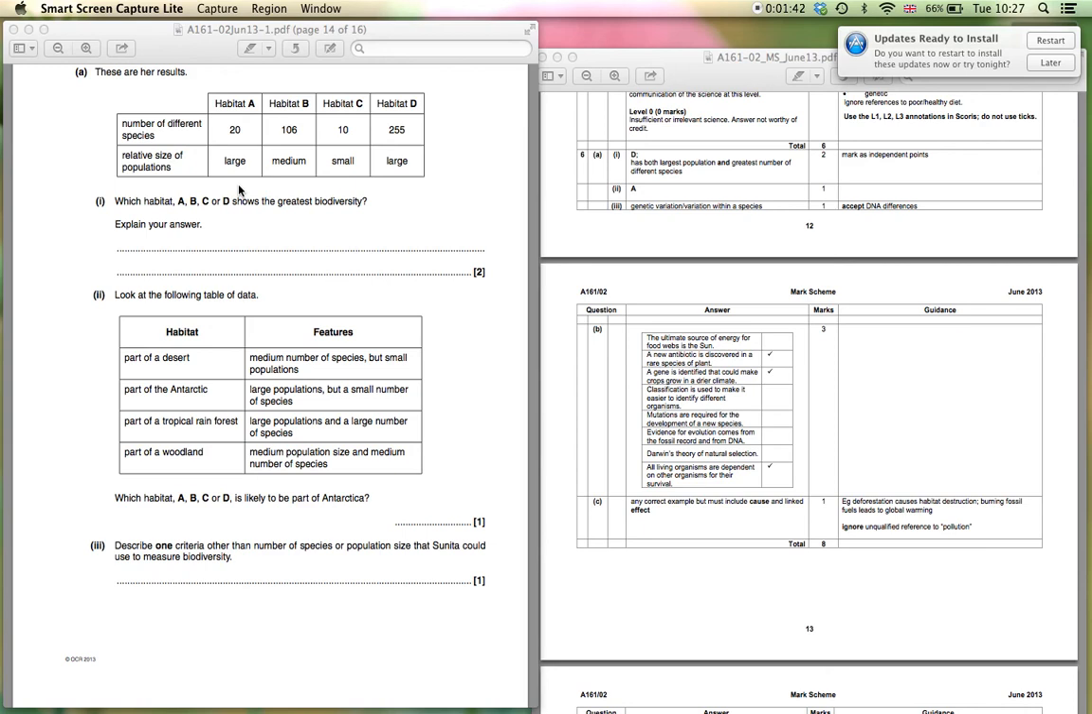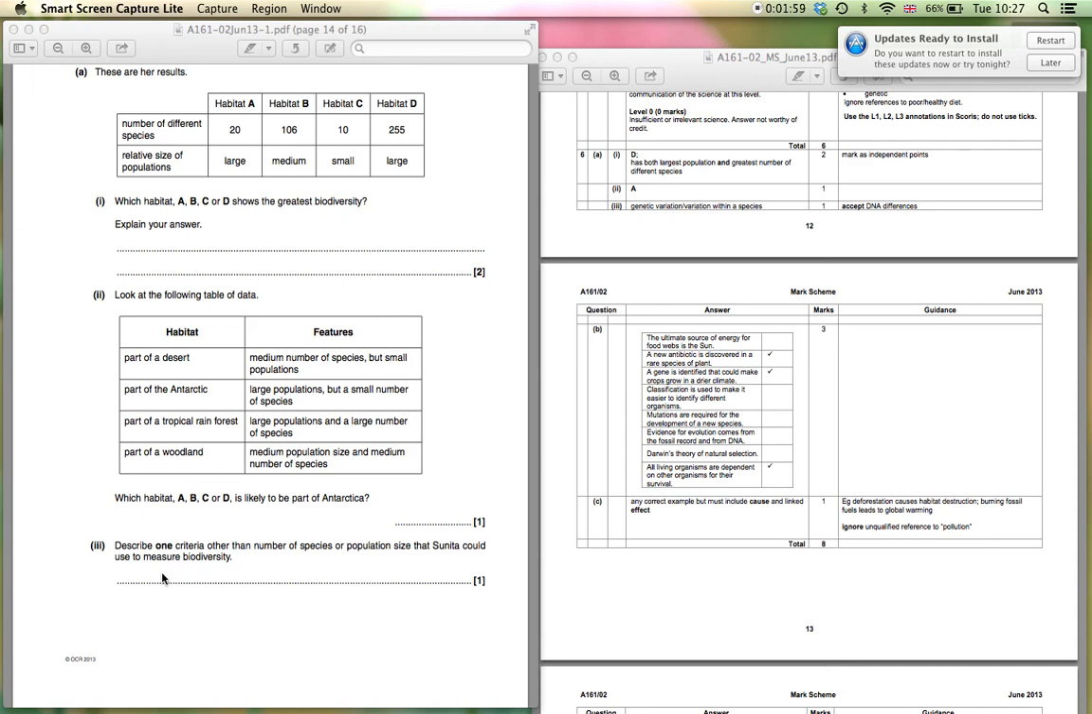So the answer must be habitat A, because it has a small number of species, but the populations of those species are large. So the answer is A. Describe one criteria other than number of species or population size that you could use to measure biodiversity.